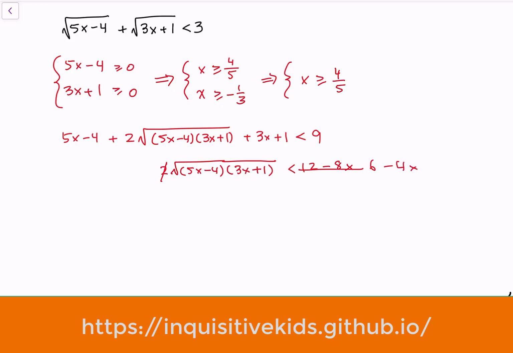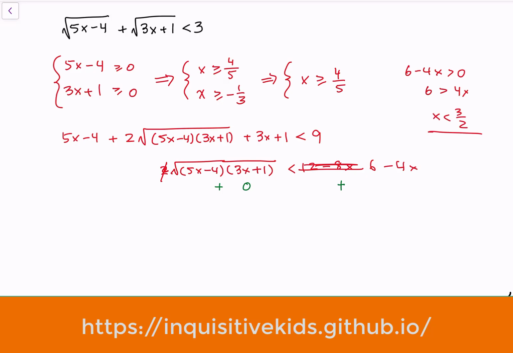Finally, we have to establish some new constraints. We know that the output of a square root must be positive or 0. And because 6 minus 4x is greater than this value, 6 minus 4x itself must be positive. So our new constraint is that 6 minus 4x is greater than 0. 6 is greater than 4x, and x is less than 3/2.